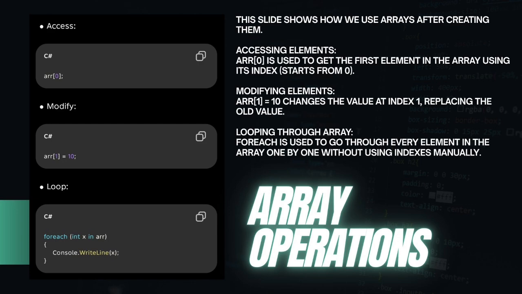We can also modify values directly by assigning a new value to a specific index, which allows us to update the content of the array. Arrays also support looping, which is very useful when working with multiple values. Instead of accessing each element manually, we can use a loop like this. In this picture, this loop goes through every element in the array and prints them one by one, which is much more efficient than manually writing each index.